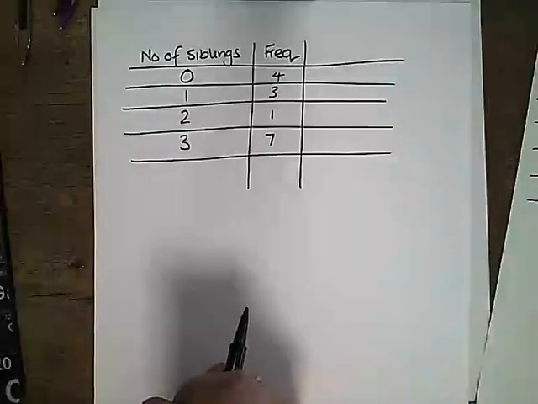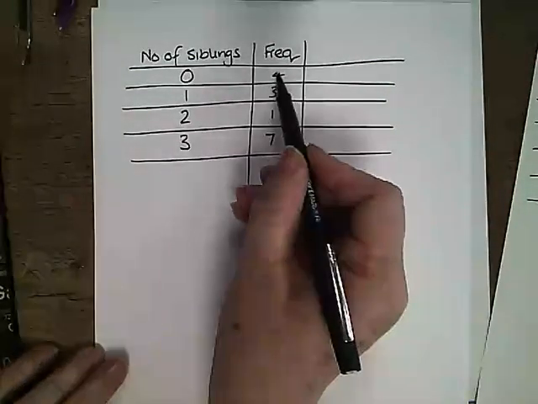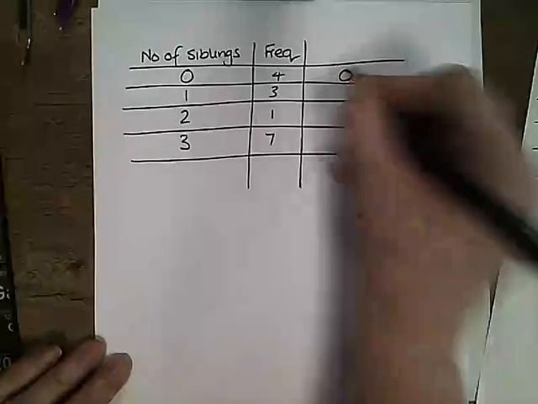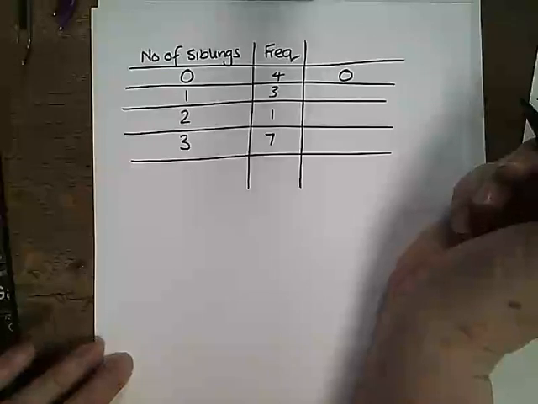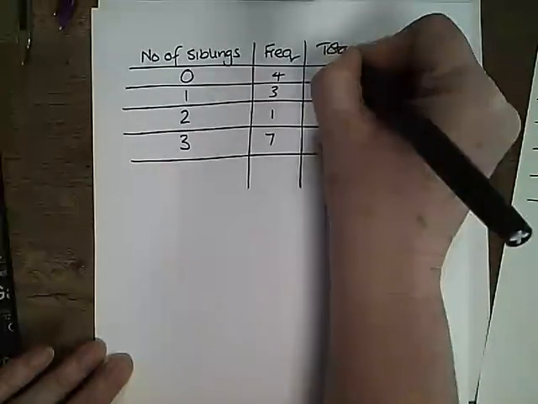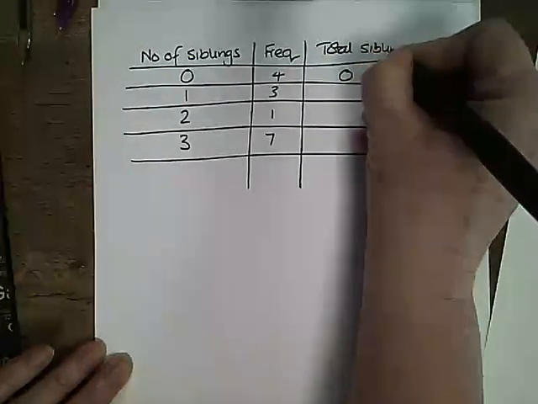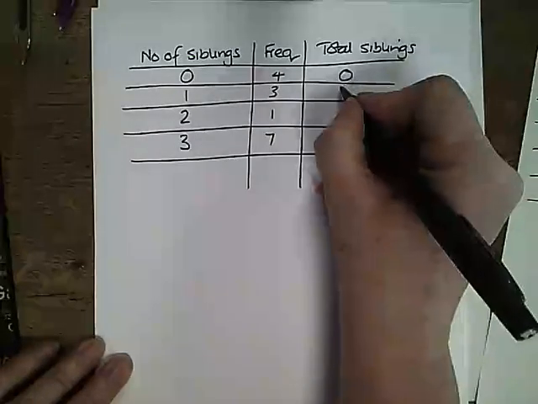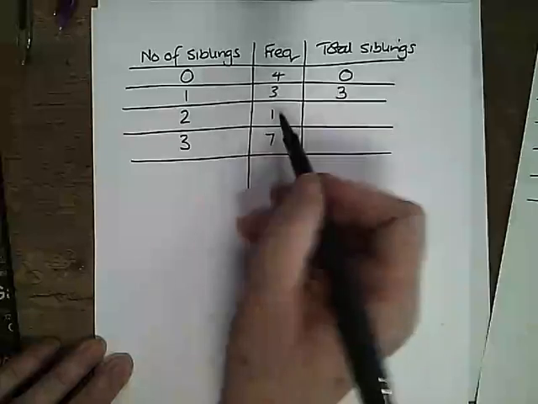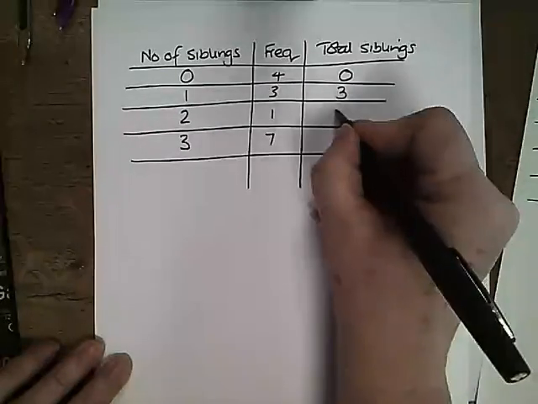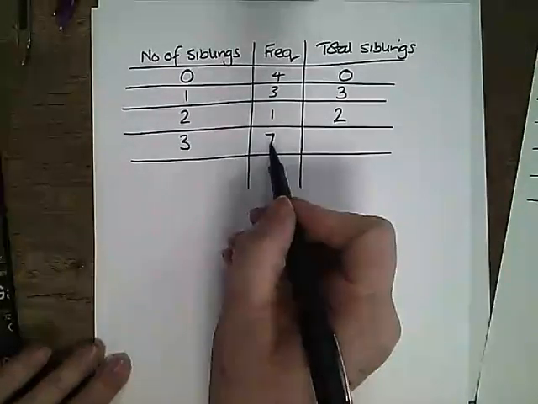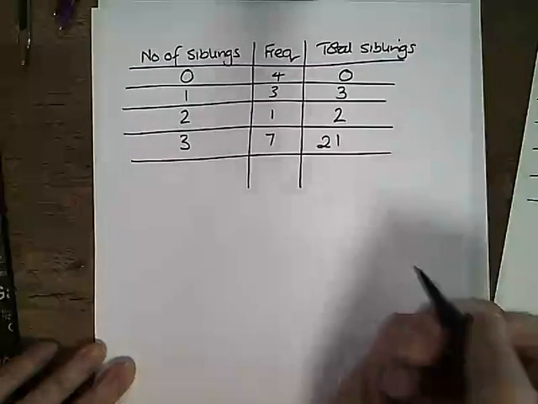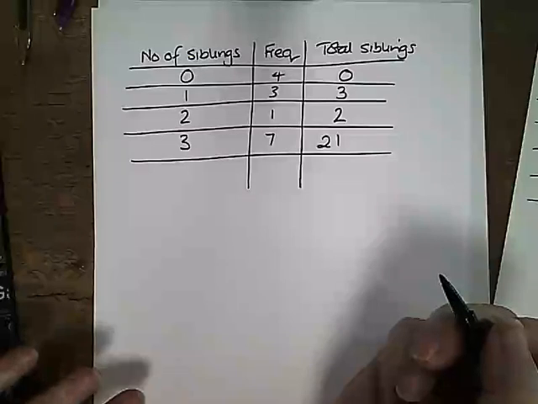This table is telling us 4 people had no siblings, so that's going to add no siblings to our total number of siblings. Three people had 1 sibling, so that's going to add 3. One person had 2 siblings, so that's going to add 2. And 7 people had 3 siblings, so in total they're adding 21 siblings to our calculations.